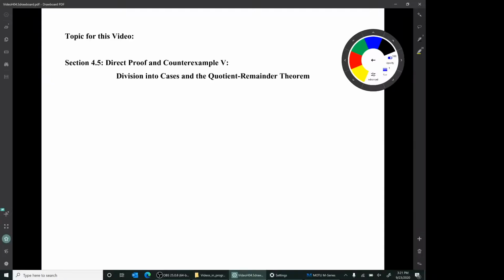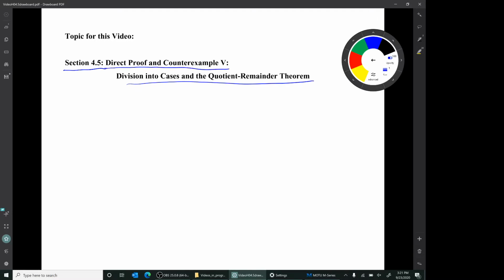Hi, I'm Mark Barsamian. In today's video, I'll be discussing the quotient remainder theorem, the absolute value, and the method of proof by division into cases. This material is from the book section 4.5, titled Division into Cases and the Quotient Remainder Theorem. And the larger context is this sequence of sections in the book that are all titled Direct Proof and Counterexample.